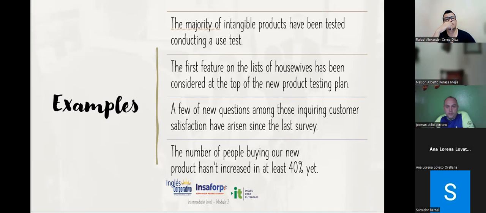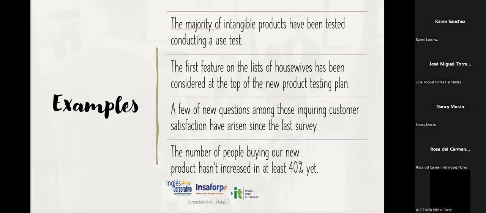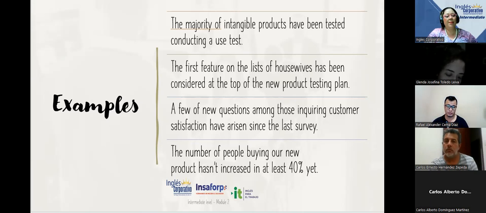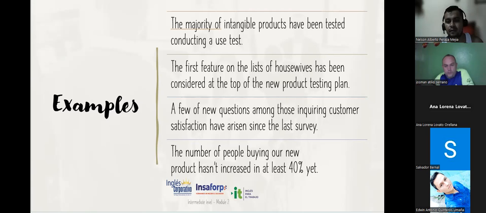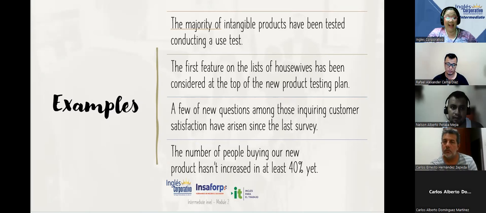Vamos a ver. The first feature on the list of housewives has been considered at the top of the new product testing plan. Vale. Vamos a ver acá cuál es el sujeto. ¿Cuál es el sujeto y por qué tenemos acá has como verbo? Ok, como forma del verbo de la voz pasiva del presente perfecto, ¿ok? ¿Cómo sería acá? ¿Cuál es el sujeto? Todo Lisa. Esto, perdón, dígame. Maybe list of housewives. ¿Alguien tiene otra idea? The first feature. Exactly, the first feature. Pero ¿de dónde sacaron esa first feature? De las listas de las amas de casa, ¿verdad?